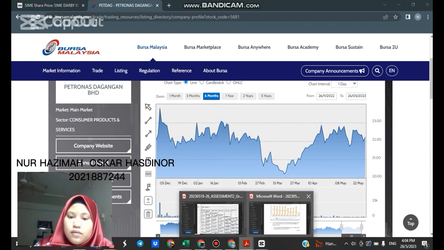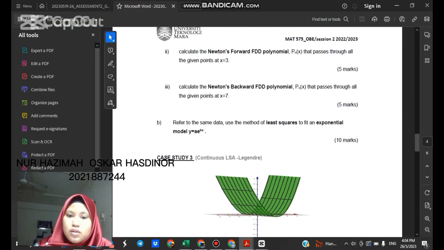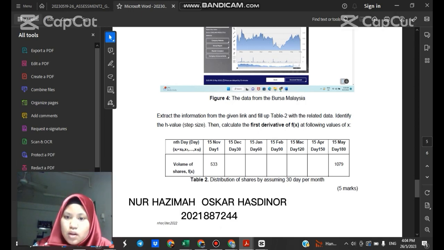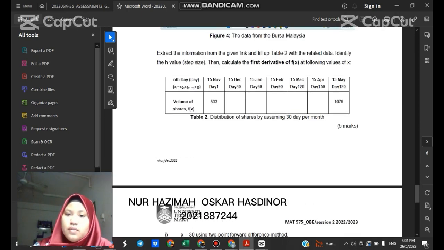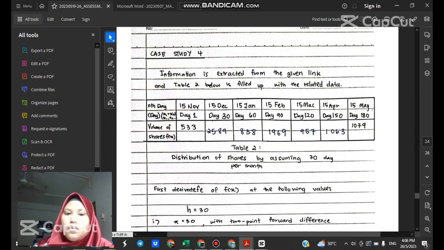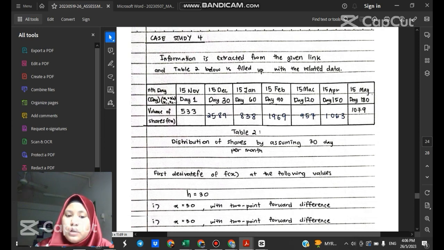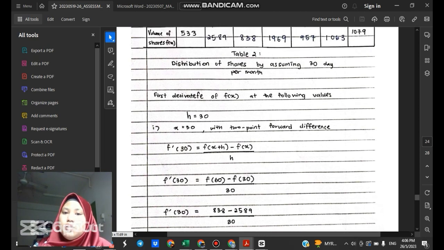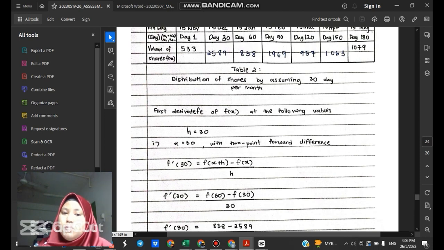After that, I fill it into this table. Then I will find the first derivative of f(x) using these conditions with the following values. Now, I have filled the table with the information extracted from the link that was given. After that, I find the first derivative of f(x) with the h value of 30, by assuming 30 days per month.